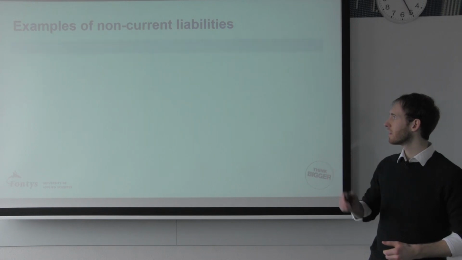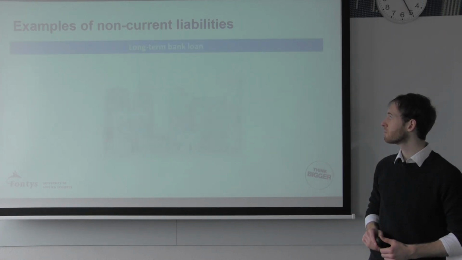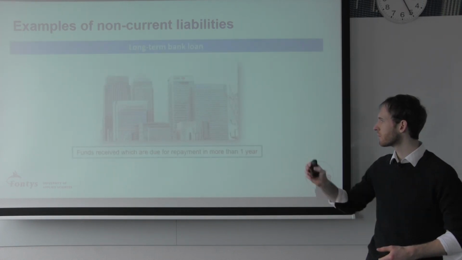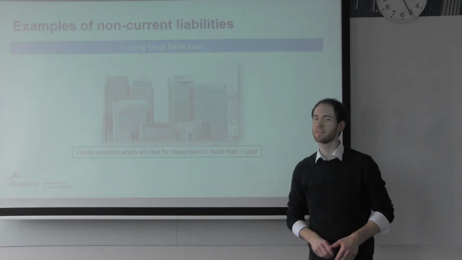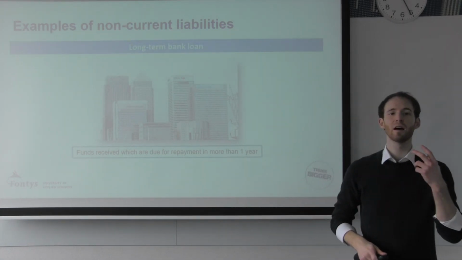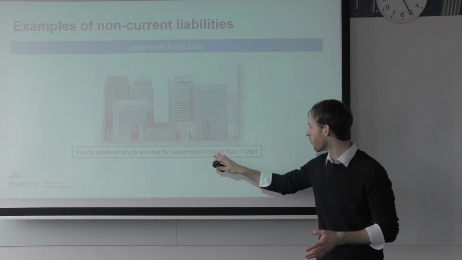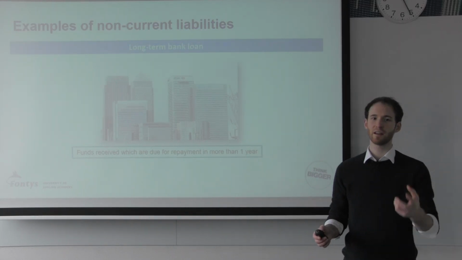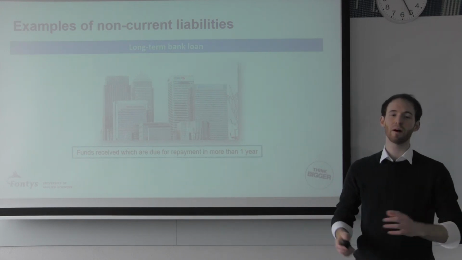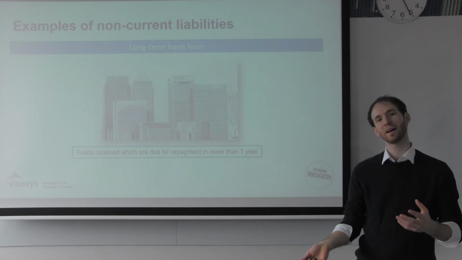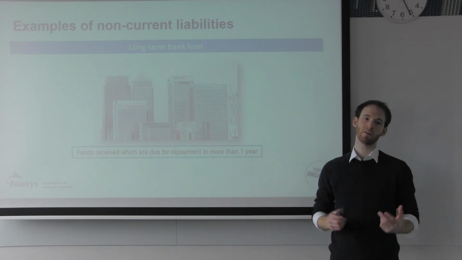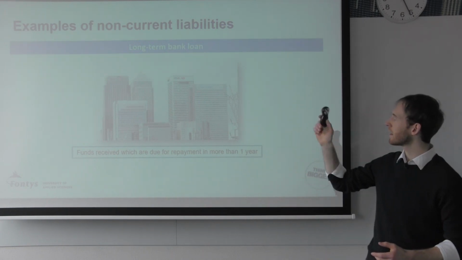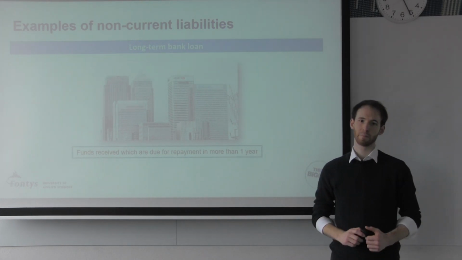So an example for that is a long-term bank loan. So basically, if you go to the bank, you receive funds which you actually need to pay back in a time span more than a year. And so everything that you get from other people, from external parties, that you have to pay back in the long term, so after 1 year, is called a non-current liability.